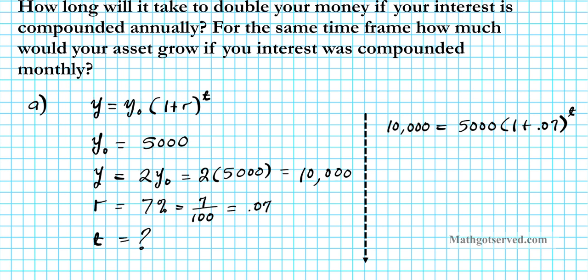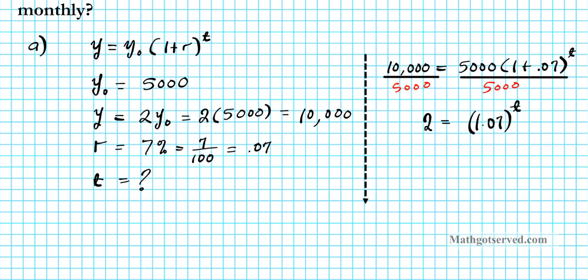Now we can go ahead and divide both sides by 5,000, the left and right side divided by 5,000. And then we're going to have 2 equals 1.07 raised to the t power. All right, so to power down this exponent, we're going to make use of the logarithm. We're going to take the natural logarithm of both sides. So the natural logarithm of 2 equals the natural logarithm of 1.07 to the t.